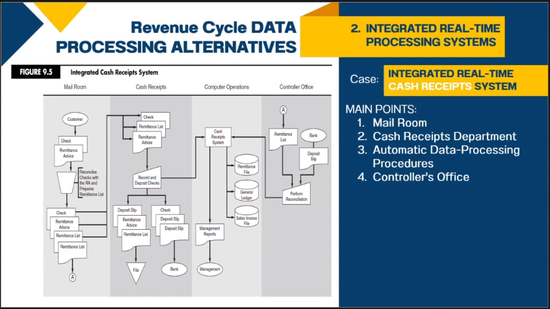Now for the last main point, finally, a clerk in the controller's office periodically performs a reconciliation of the remittance list, bank deposit slips, cash receipts journal, and the general ledger cash account.